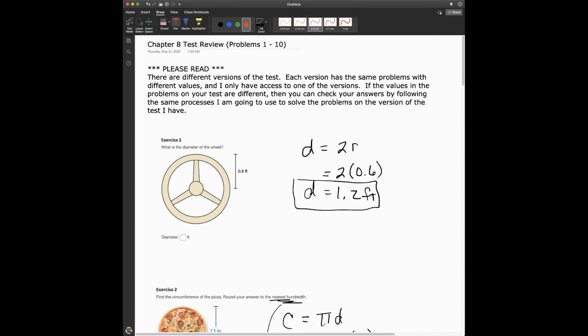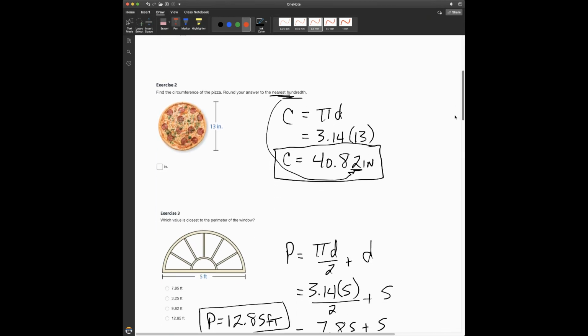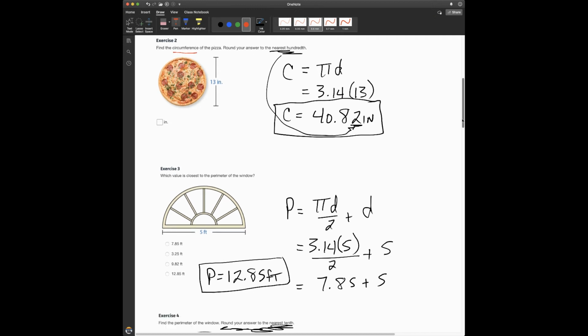So for the first one, I wrote down my formula. Diameter equals 2 times radius. I plug in the radius and I get my answer of 1.2 feet. For the second problem, circumference equals pi times diameter. It asks to find the circumference of the pizza. So I put in the value 3.14, multiply it by the diameter, which is 13, and I get 40.82 inches, which is the correct answer for that one.